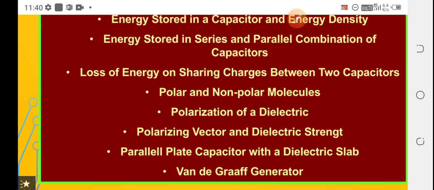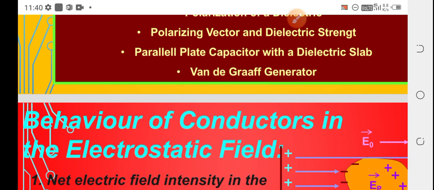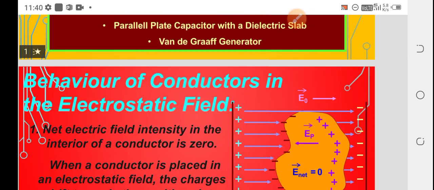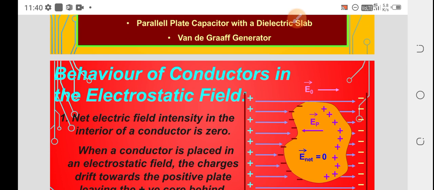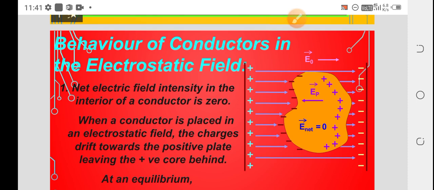Let's see what is the behavior of a conductor in electrostatic field. You can see the figure. So you can see the net electric field is zero, and where E_p is, you have the positives, that is the electric field in the positive side. Here you have the zero.